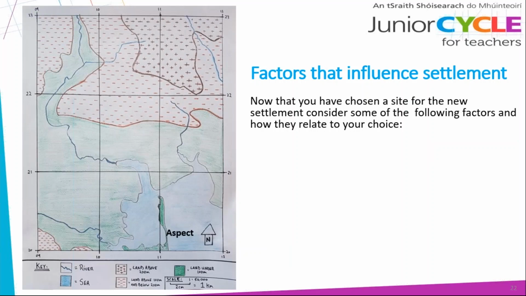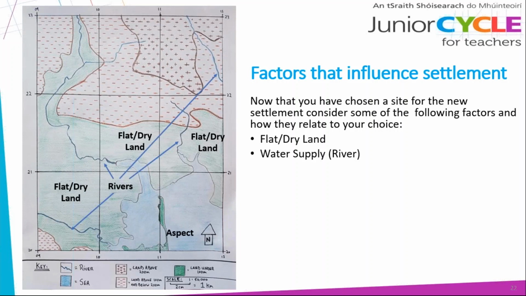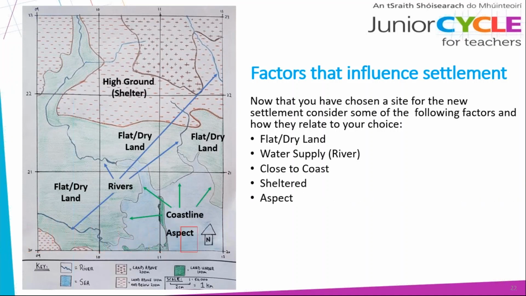Having had the opportunity to discuss suitable site locations and share their ideas, students are then given oral formative feedback from the teacher to help them develop their ideas further. The key factors that affect the location of settlements are clearly labelled on the sketch map. They include flat, dry land, water supply from the river, close to the coast, a sheltered location due to the presence of higher ground to the north, and aspect.